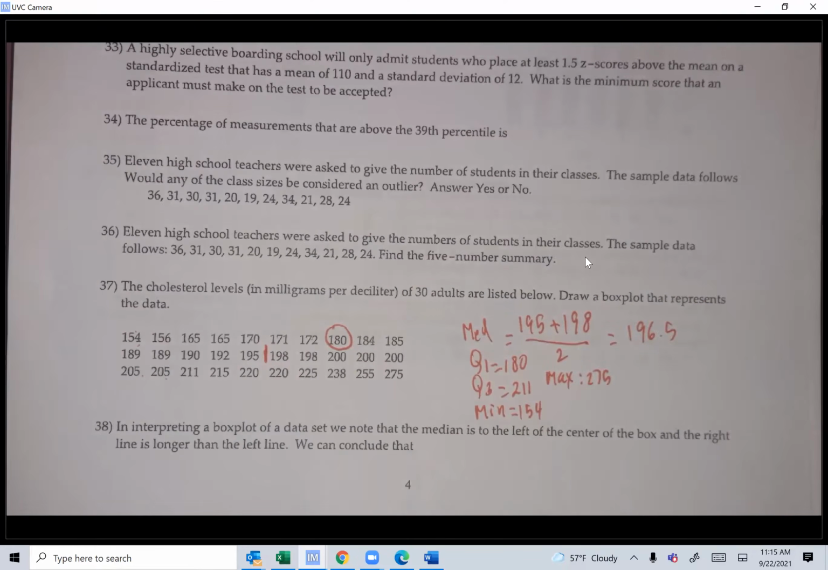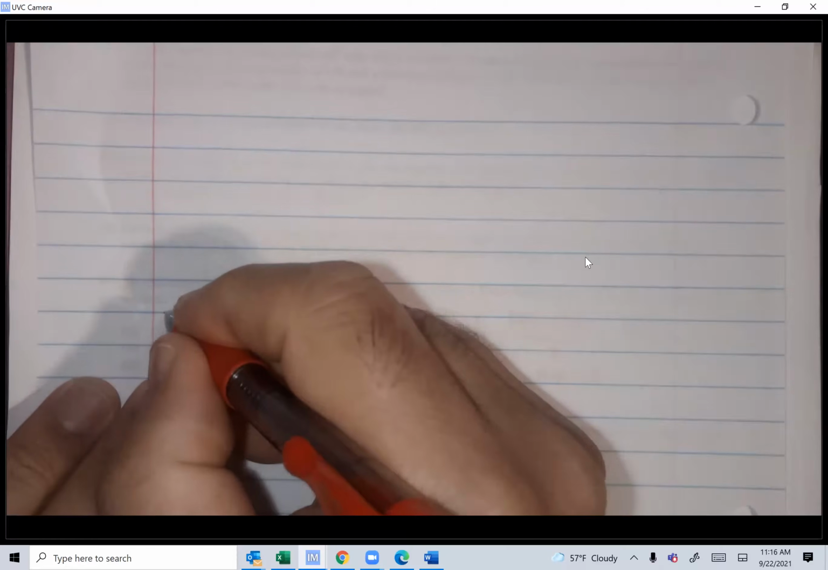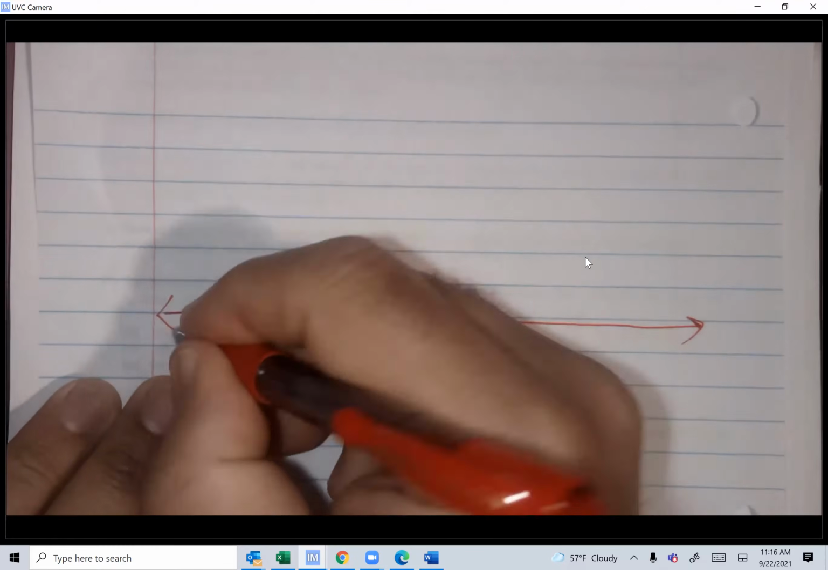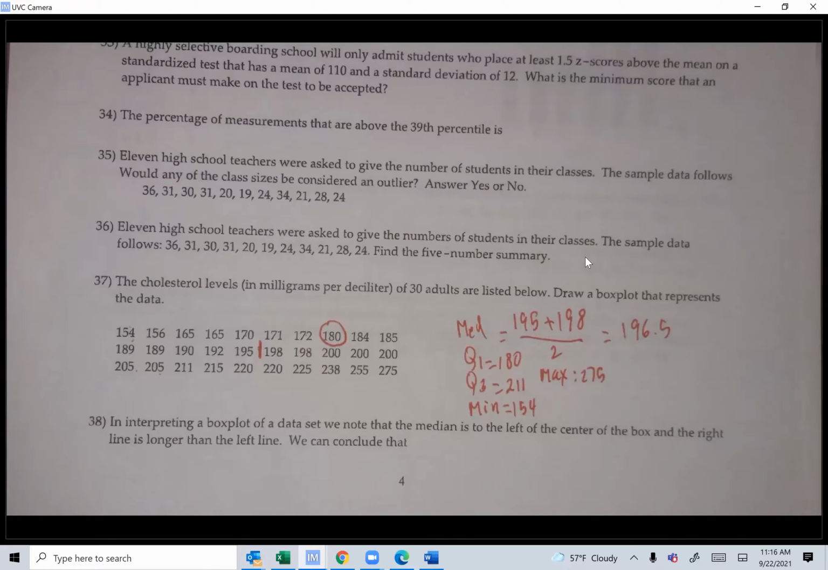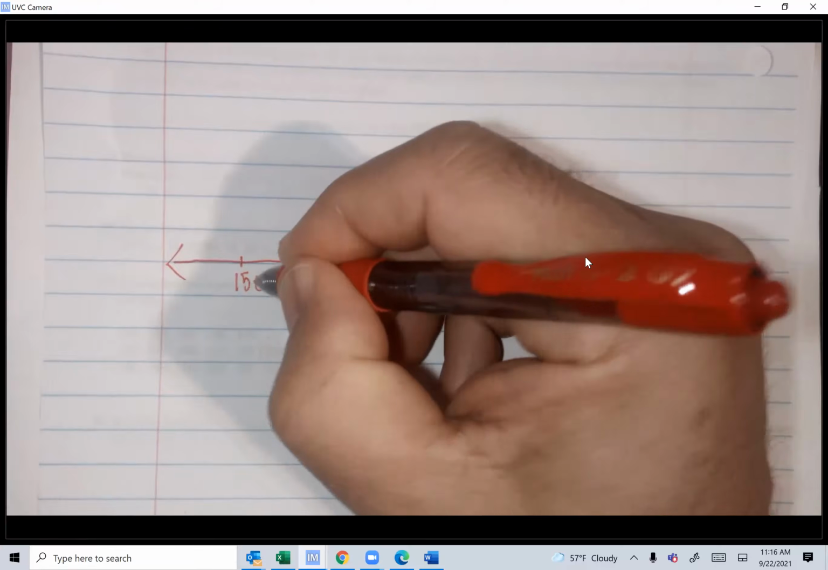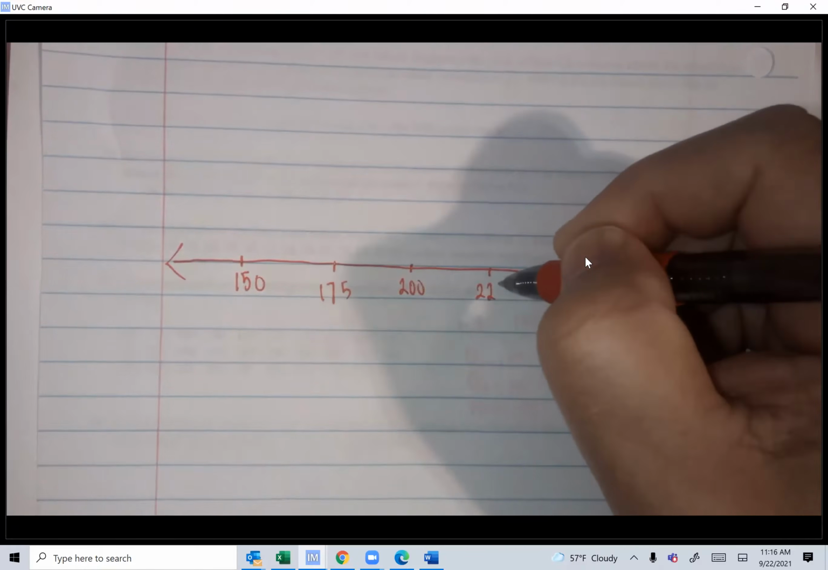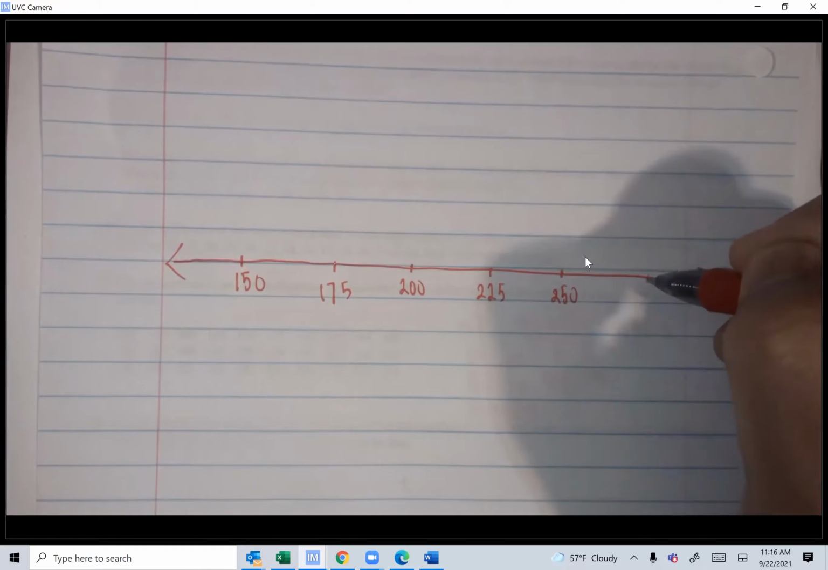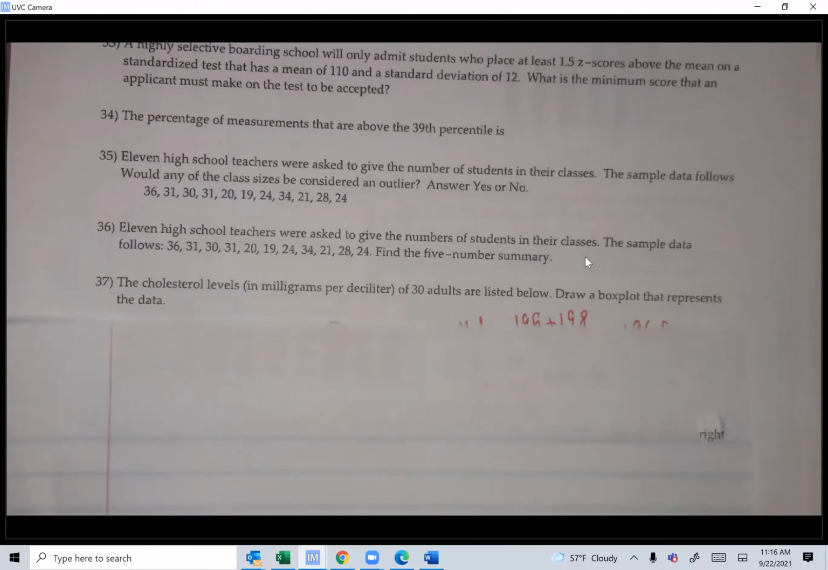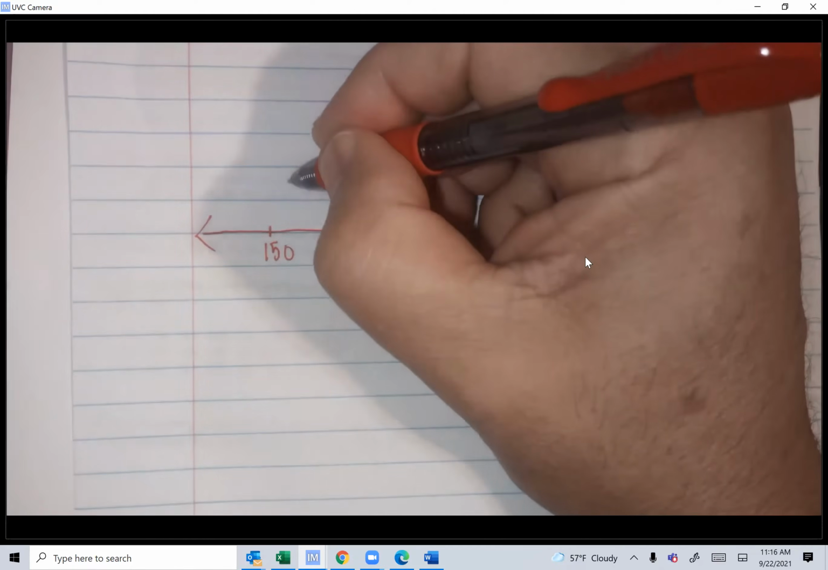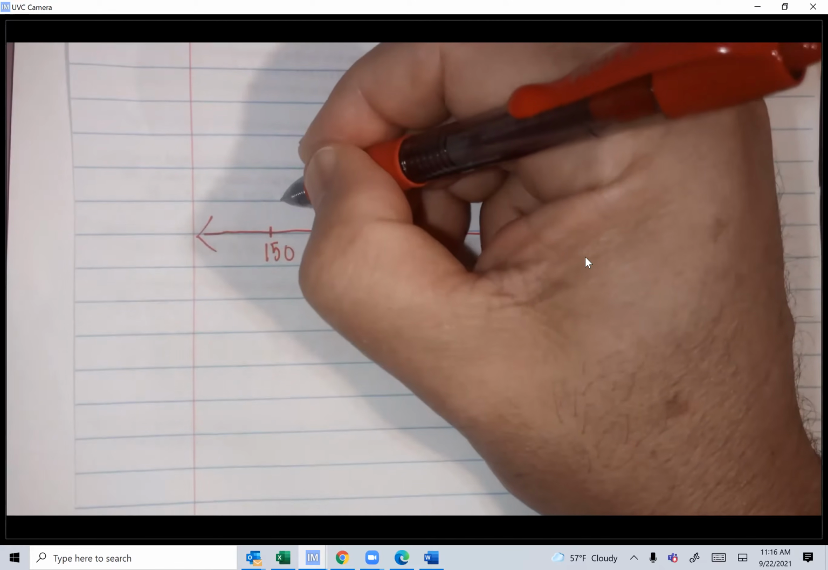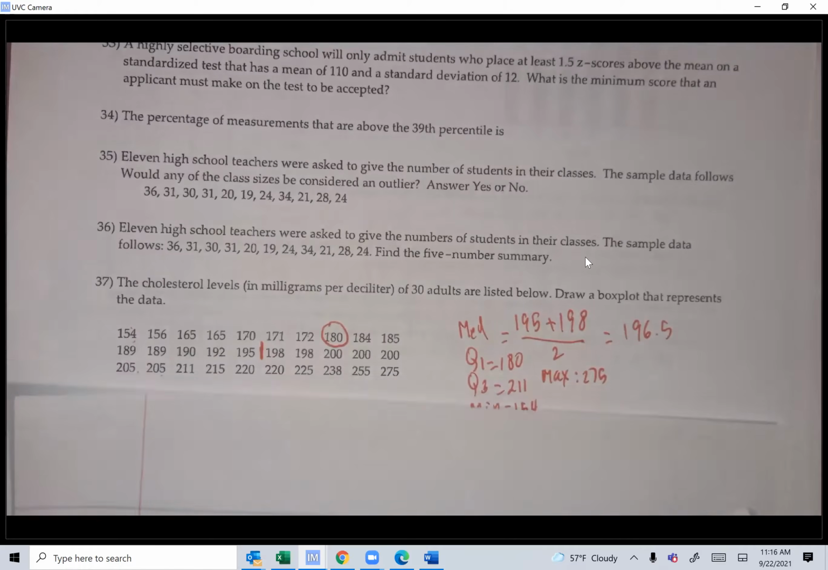And let me show you guys how to do the box and whisker plot. So you just do this. I will provide you with a horizontal line so you can use it right here. Okay, the lowest value is 154 and the highest is 275. So I could start from 150, 175, 200, 225, 250, and 275. Okay. Minimum is 154, so just put it somewhere, for example, right here. That's the minimum.